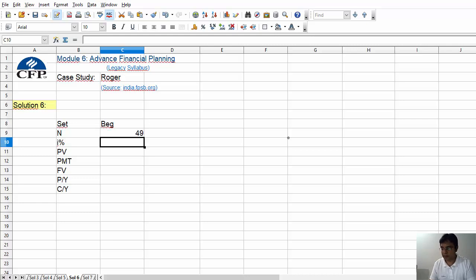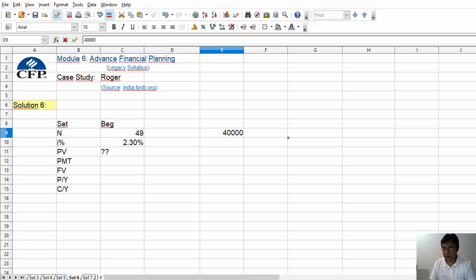N is 49. For I%, let me find the real rate, which is 1 plus your nominal 6.9% divided by 1 plus the inflation, which is 4.5%, minus 1. So it is 2.30 up to 2 decimals. Present value, this has to be found. Okay, PMT, I have already done. Again, let me just show you.